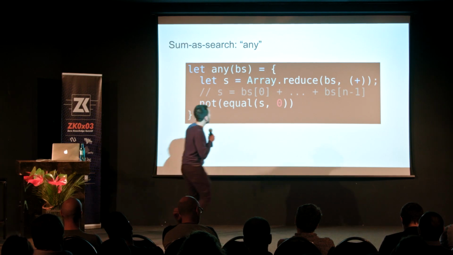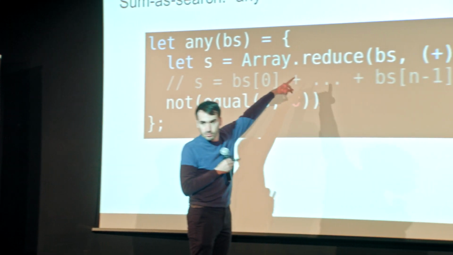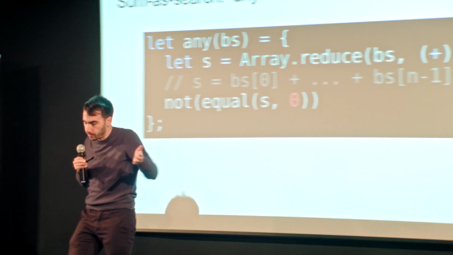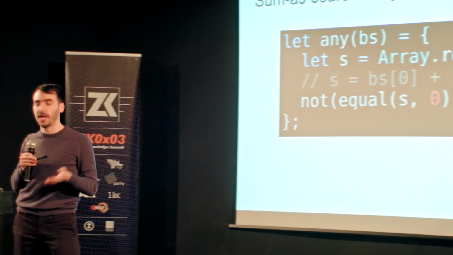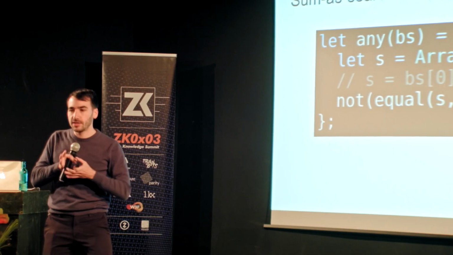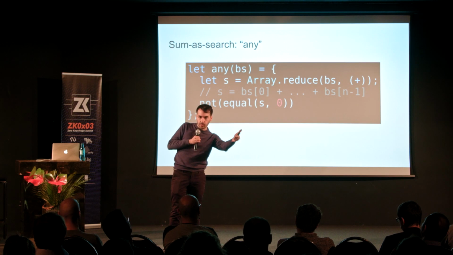And how? Well, you just take all your bits and you add them up. You just add them. They're numbers, they're field elements, you can add them. And then you look at that sum, and you say, hey, is that sum equal to 0?